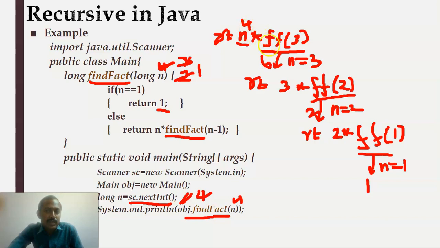Here the value is 4. F of 3 is returning 6. 6 into 4 is 24. So the total, 24, is returned by this function. So we move to the main function with value 24, and System.out.println will print the output as 24. The input is 4, so 4 factorial is 24. So we got the output 24 for the given input.